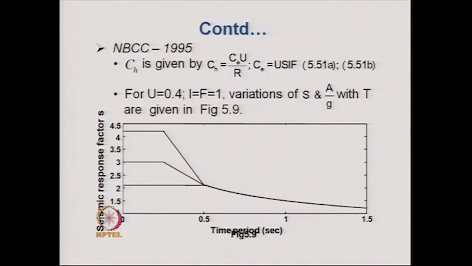We will discuss the factor C. U is a scaling factor. The CE is given as, it is not U, it will be small v, V S I F, where I and F are the importance factor for the structure, and for V is equal to 0.4, it is not U is equal to 0.4, it should be V is equal to 0.4, and for I is equal to F is equal to 1.